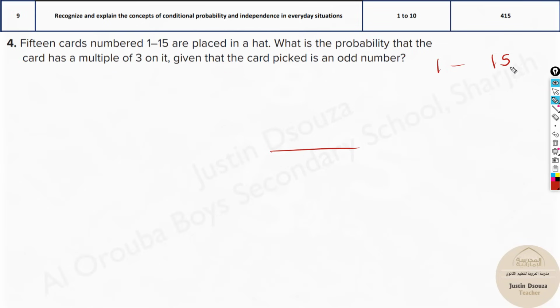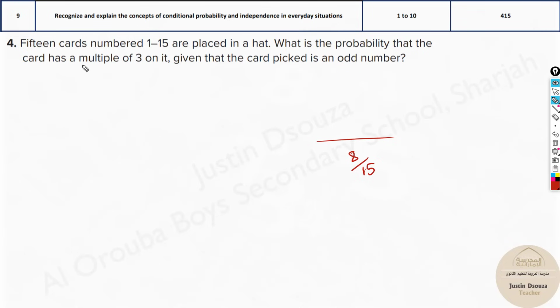You'll get 7.5. Why? Because 1 to 15 is an odd number of cards, right? So you need to take 14. 1 to 14, how many odd numbers are there? 7 are there. And the 15th card is also an odd number, plus 1 will be 8. Or you can count them out: 1, 3, 5, 7, 9, 11, 13, and 15. There'll be 8 cards. So the condition of getting an odd number is 8 out of 15. Because the total cards are 15 and 8 are odd in that.